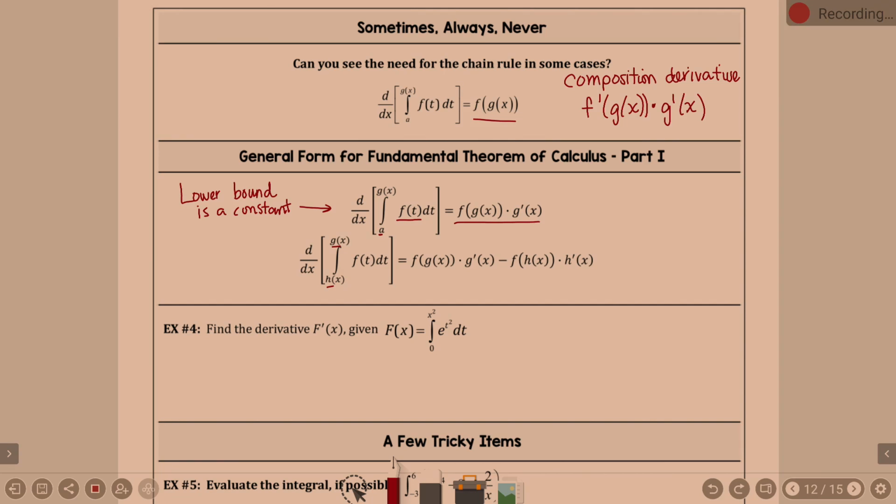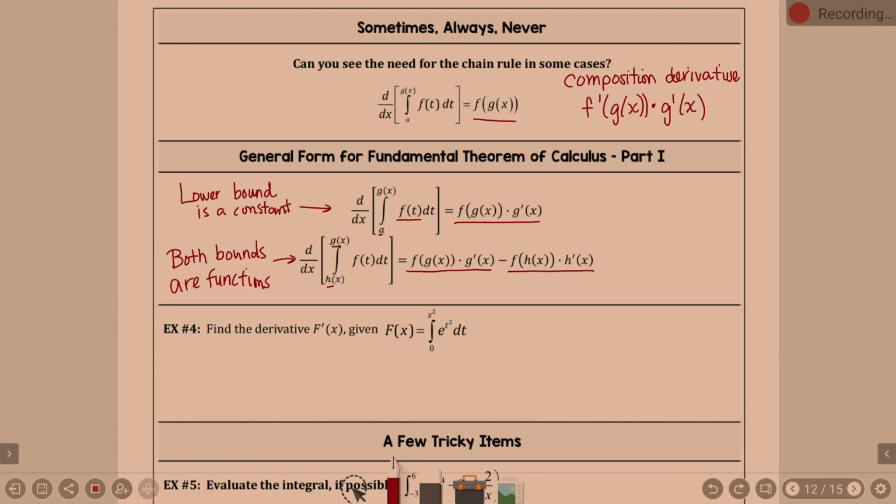Now the difference here is not constants, but both bounds are functions. Or when we talk about functions, both bounds involve variables. With that in mind, basically you're plugging the top piece in, so f of g of x times the derivative of the inside, minus, and then you're plugging in the bottom piece. Do you see that? So it's f of h of x times that inside derivative.